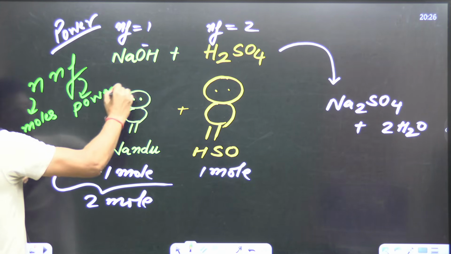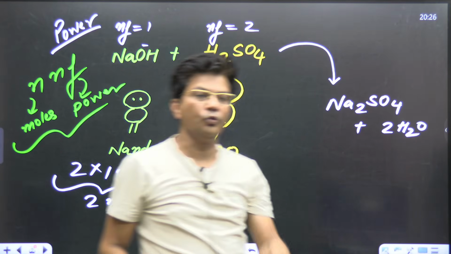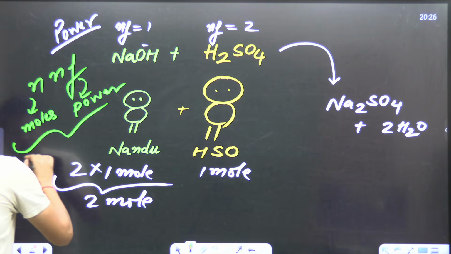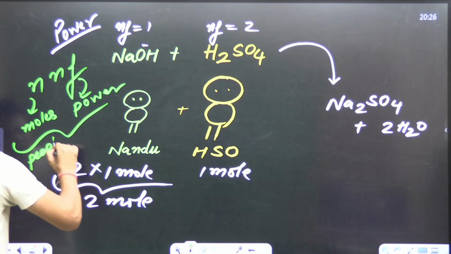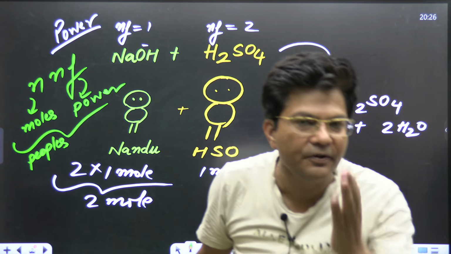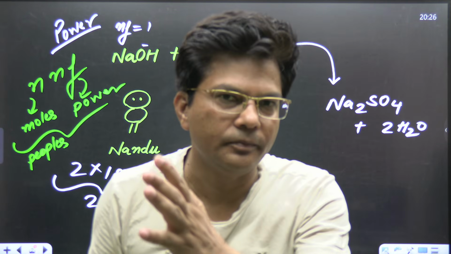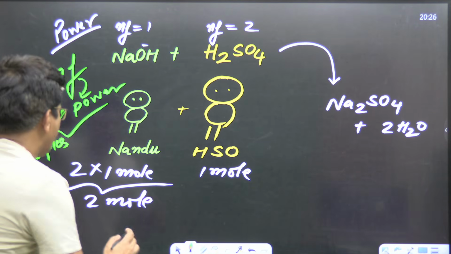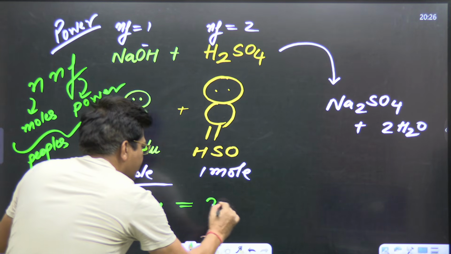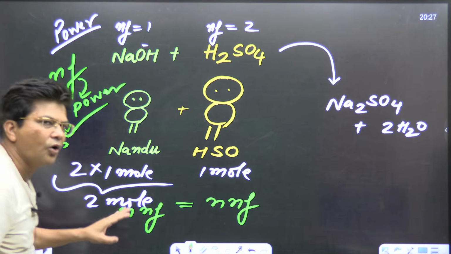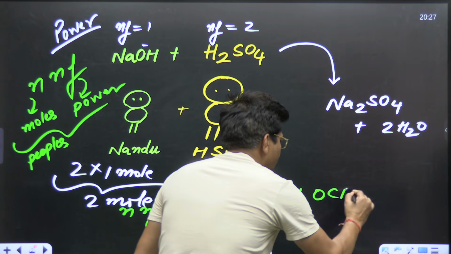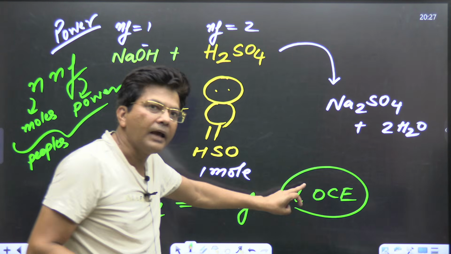So what was written on the thumbnail? PP rule. People, power, PP rule. Just remember one thing: number of people and the power. PP: P for people, P for power. Now see, NNF of acid is equal to NNF of base. This is known as the law of chemical equivalence, LOCE.